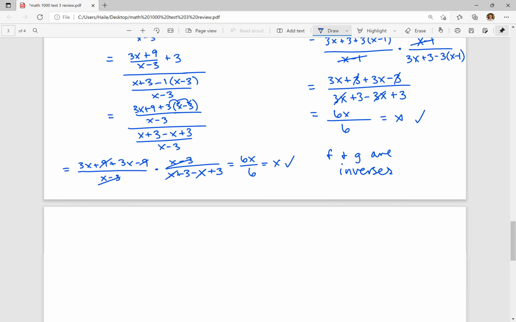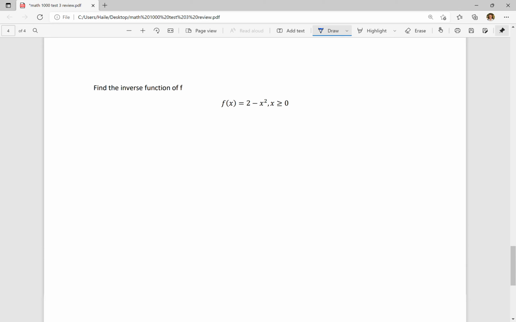For our last problem, we're going to find the inverse function of f. So f of x is 2 minus x squared, with x greater than or equal to 0. The reason we include this is because normally this graph of f of x would be a parabola, which we know is not 1 to 1. So the only way we can find an inverse is if our function is 1 to 1, and so that's what this little restriction right here does. That's all it does. So let's set about finding an inverse.